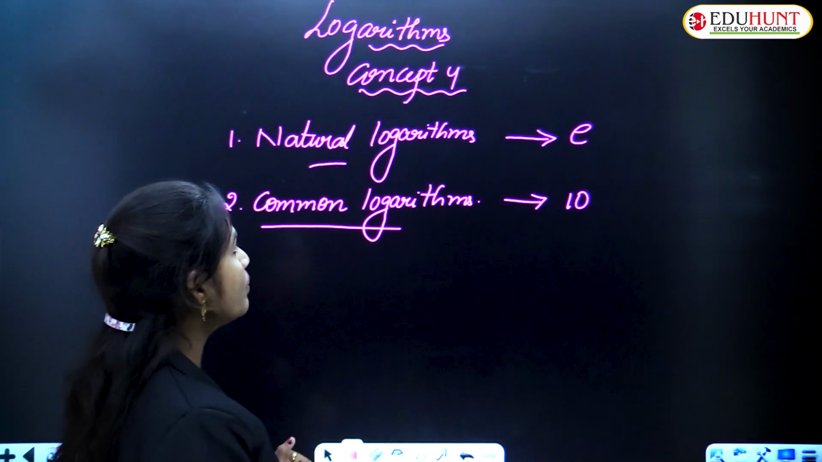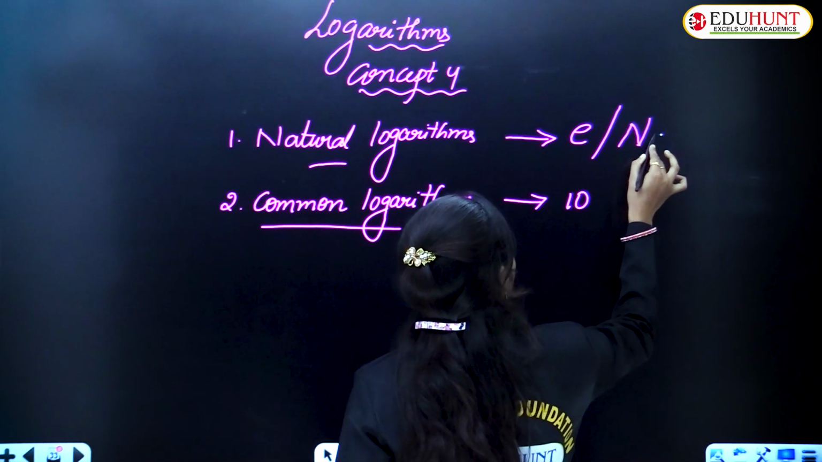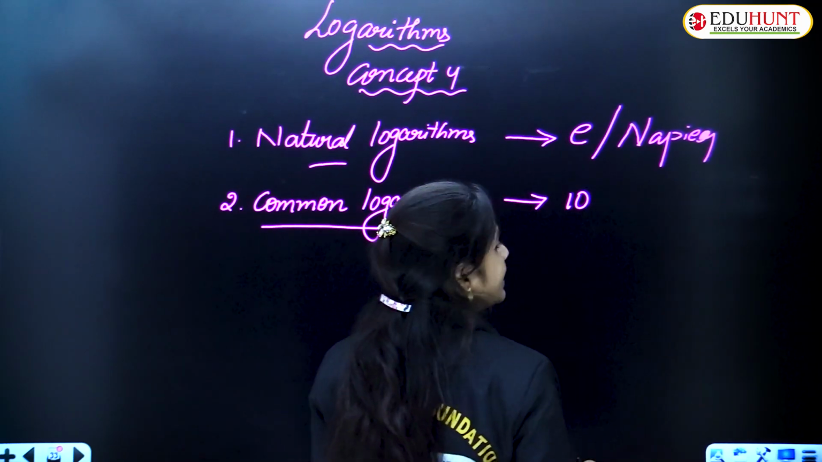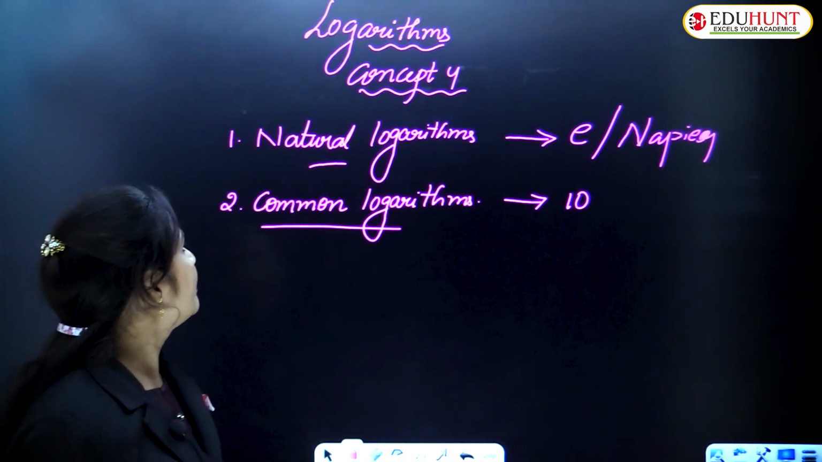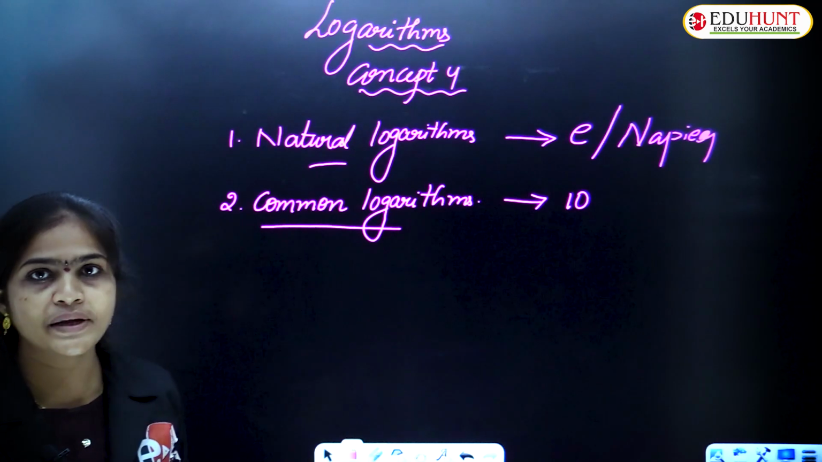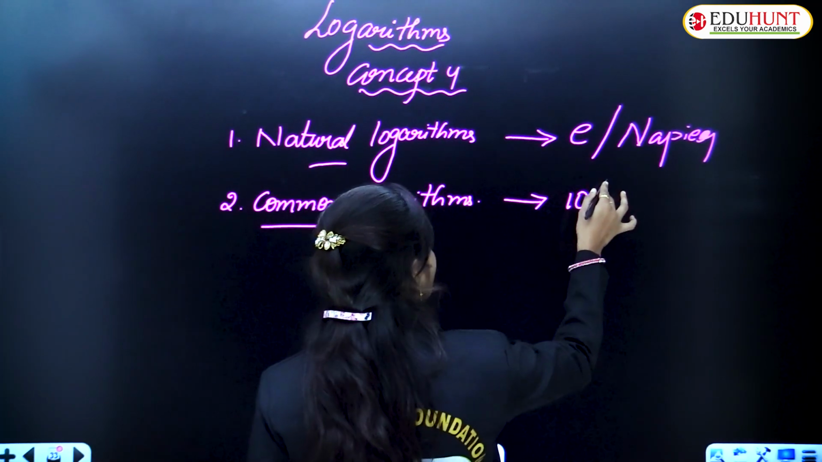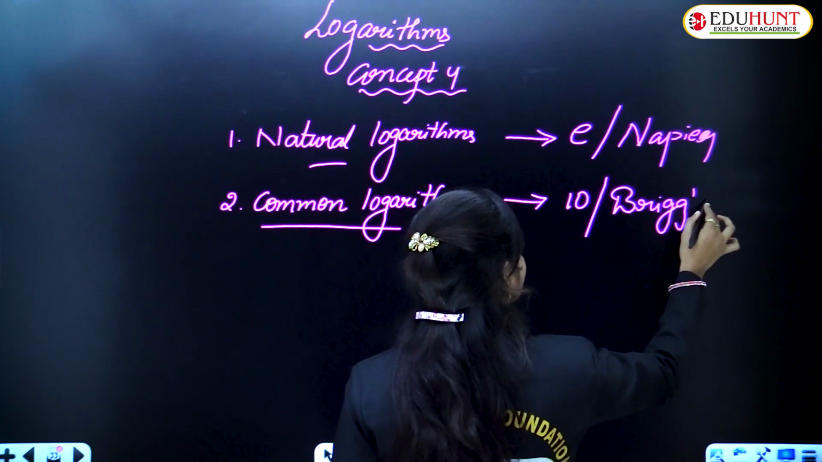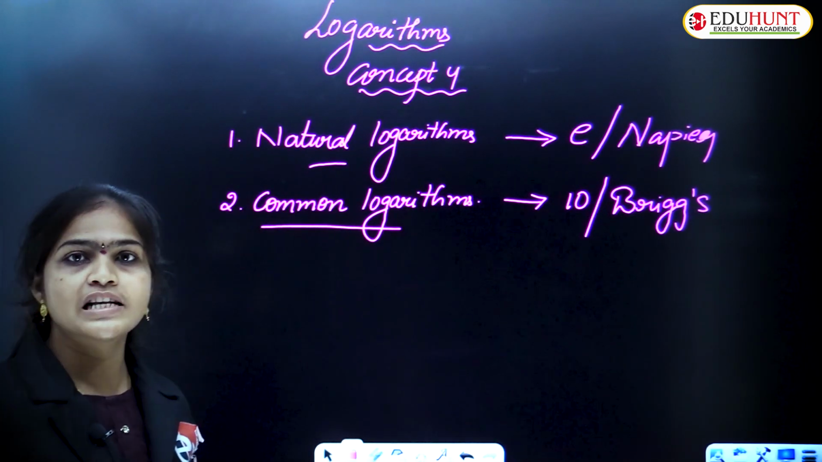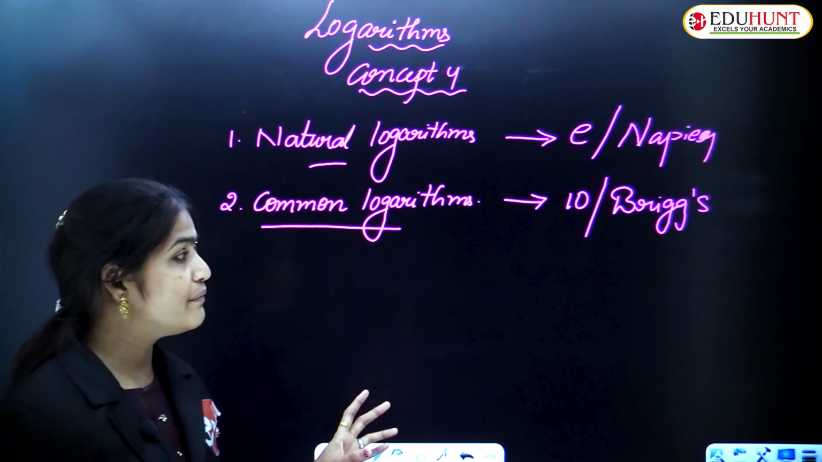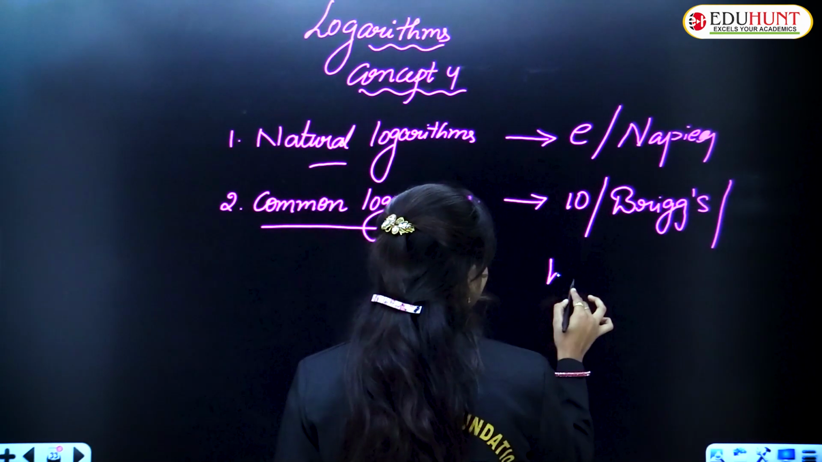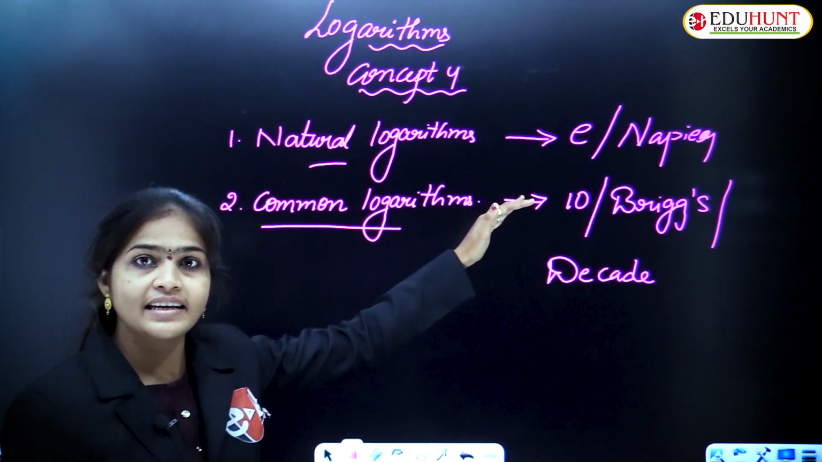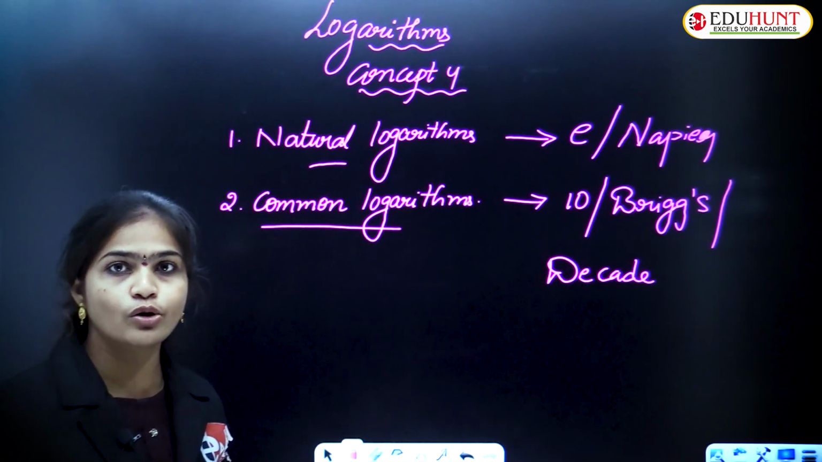So what is the other name of natural logarithm? That is Napier logarithms. One of the scientists, Napier, gave the logarithmic table. That's why natural logarithms are also known as Napier logarithms. And what do we call common logarithms? This one is known as Briggs logarithms. Common logarithms are also known as Briggs logarithms, and another name is decade logarithms. Why? Because here the base is 10, so we also call this one decade logarithms.